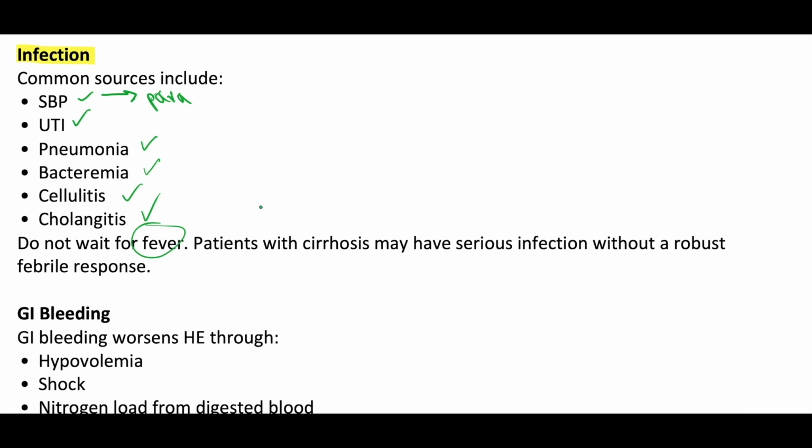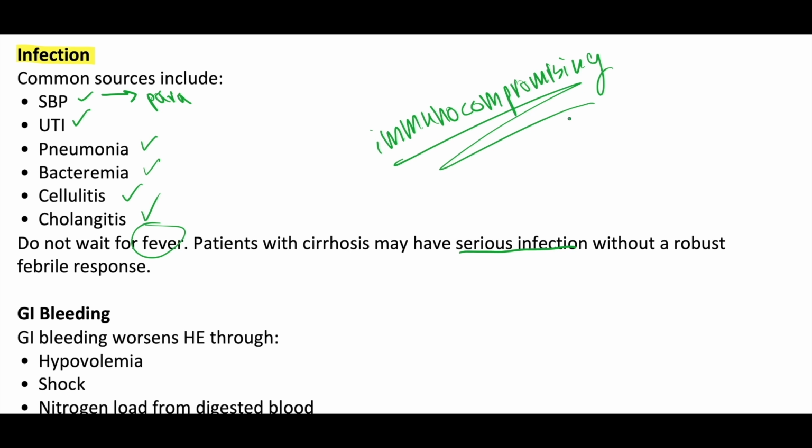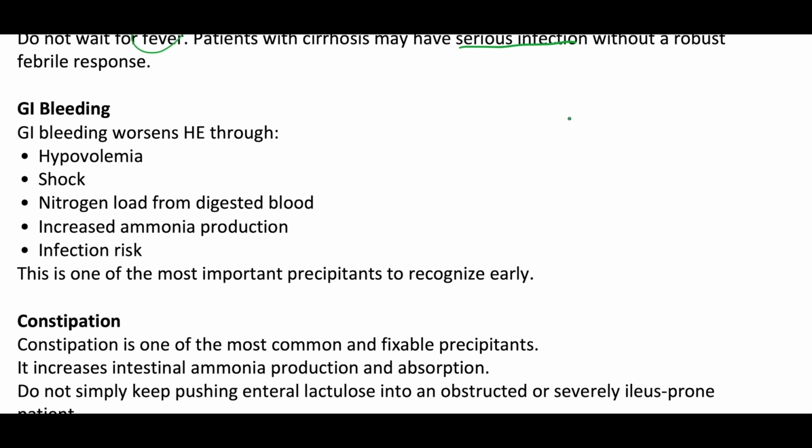Do not wait for a fever. Patients with cirrhosis may not have a robust infectious response even when they have serious infection, because cirrhosis in itself, as we have said, is a relative immunocompromising state. Okay, so these patients are not going to mount the same response to infection that someone without cirrhosis would. So if they're sick, really a broad infectious workup can be important, even if they don't have those localizing symptoms we usually look for. All right, GI bleeding.